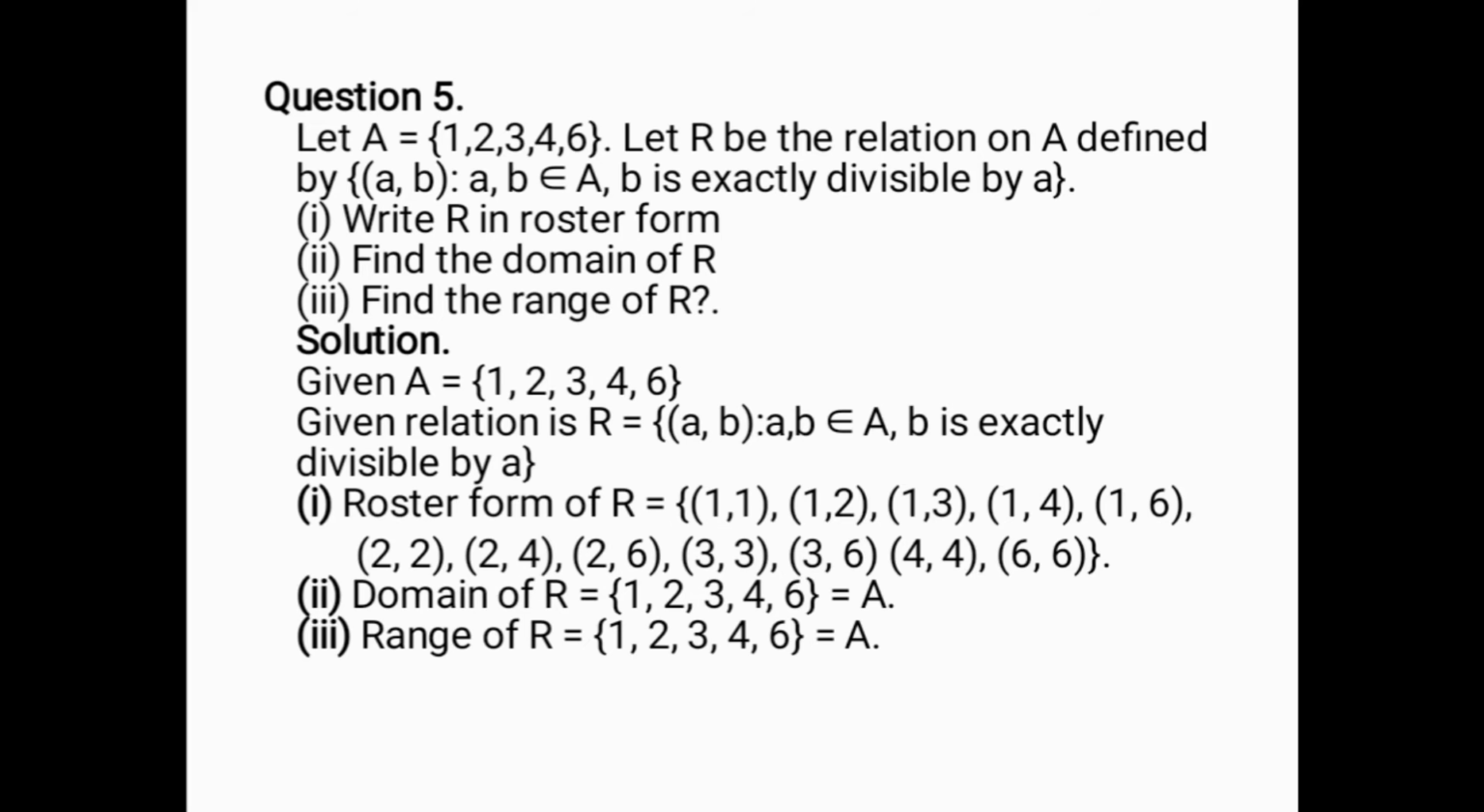The b element is exactly divided by the first element a. For example, we will take only one: (3,6). The second element 6 divided by 3, exactly divided by 3. Okay. (6,6), 6 divided by 6. (4,1)? (2,4), 4 divided by 2. So the condition is satisfied: b is exactly divisible by a.